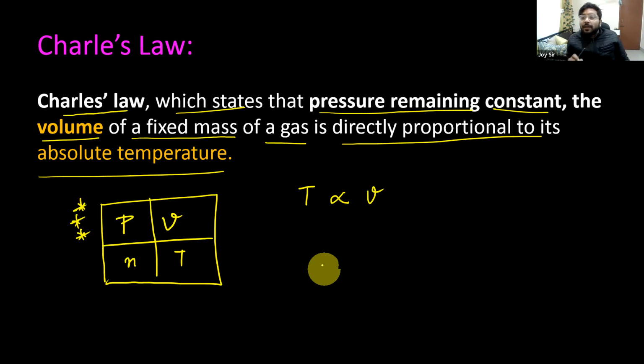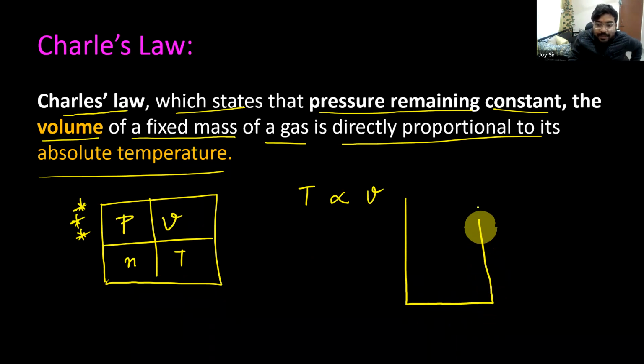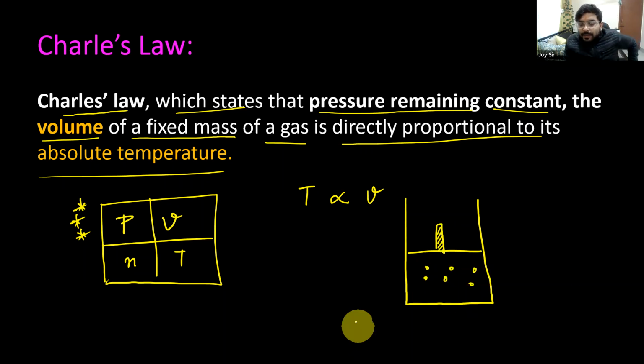The pressure has to be constant inside the cylinder and the number of moles is fixed. The amount of gas is fixed. Can I explain how? Just check. Suppose I have taken this cylinder and this piston inside the cylinder. Now what am I going to do? There are gas molecules inside the cylinder.